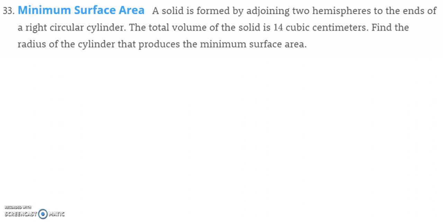So first one that was most requested was 33, finding the minimum surface area. Okay, so minimum surface area means that this is going to be my primary equation because that's what I want to find the minimum of. We have a solid formed by adjoining two hemispheres. A hemisphere is half of a sphere.